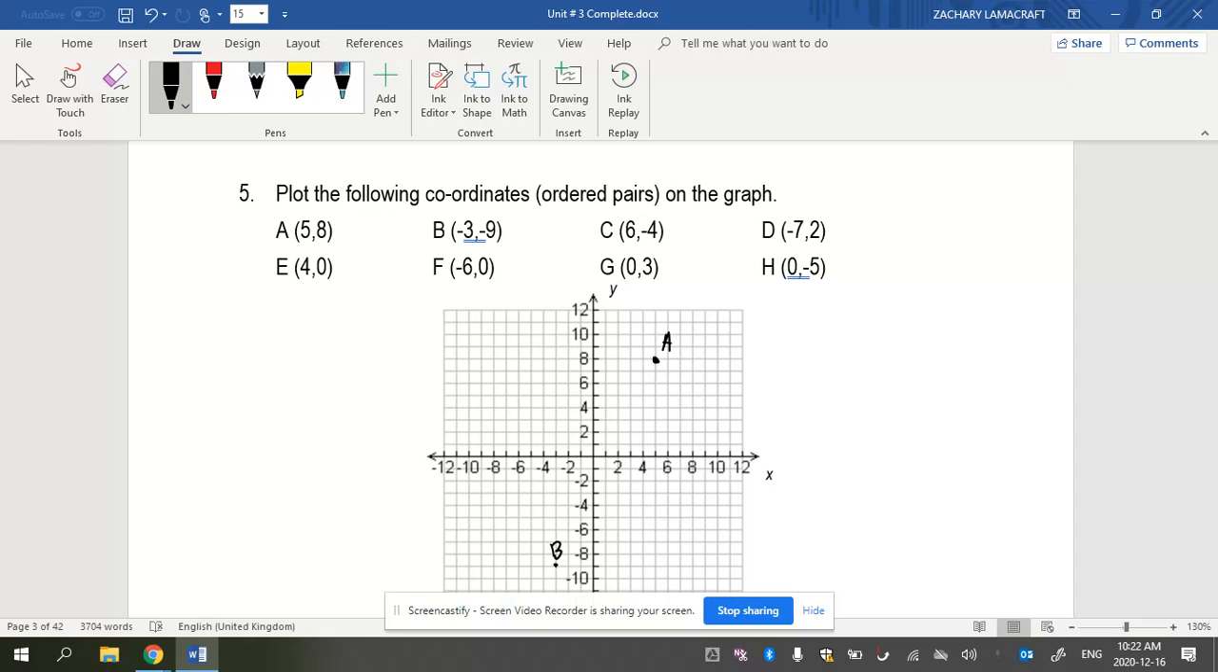I'll do C for you guys, and then I'll let you do the rest because I think you guys kind of got the hang of it. So again, C being 6 and negative 4, we start out on that x-axis and we go to 6. And negative 4, we know we move down. So we will go to this spot here, and that would be C.